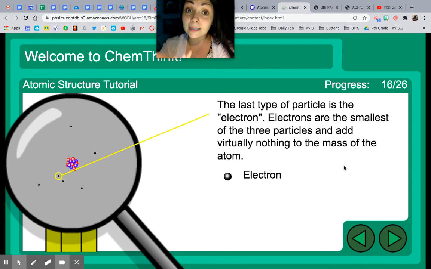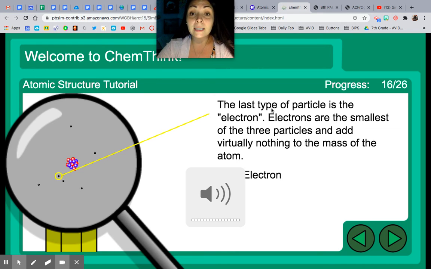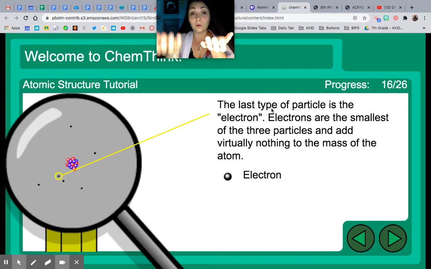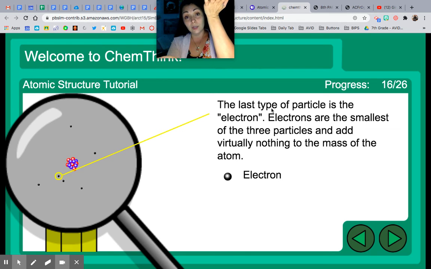So the nucleus is the main part of the mass. That's kind of the heavy part of the mass. The last type of particle is the electron, and electrons are the smallest of the three particles, which add virtually nothing to the mass of the atom, y'all. So on a scale, protons and neutrons would be heavier, and electrons would be very light.